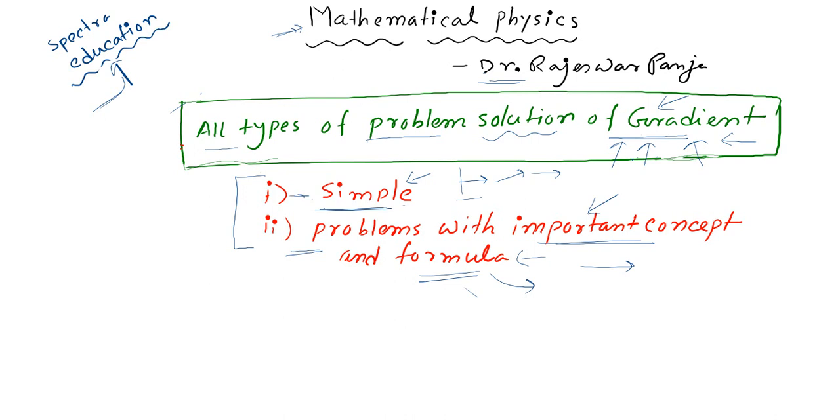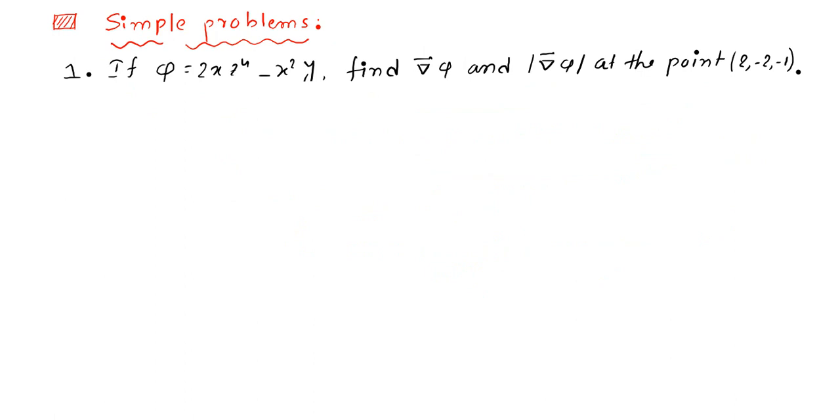So first problem, here you can see that a scalar field or you can say scalar function is given and it is asked what is the gradient of that field at the particular point 2, -2 and -1. So this problem is very simple, and just recall what is the meaning of this gradient of phi.